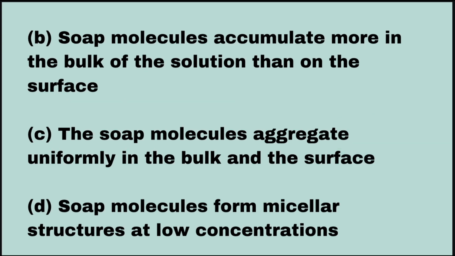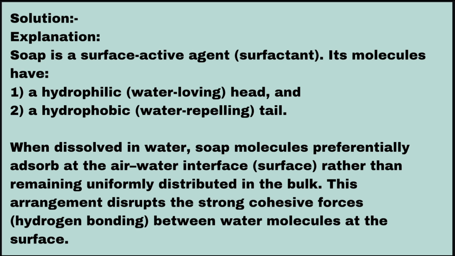In B, soap molecules accumulate more in the bulk of the solution than on the surface. And in option C, the soap molecules aggregate uniformly in the bulk and the surface. And option D, soap molecules form micellar structures at low concentrations. Now let's see the solution. Now we will see the explanation for this.